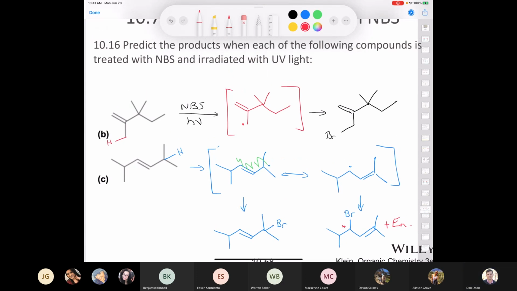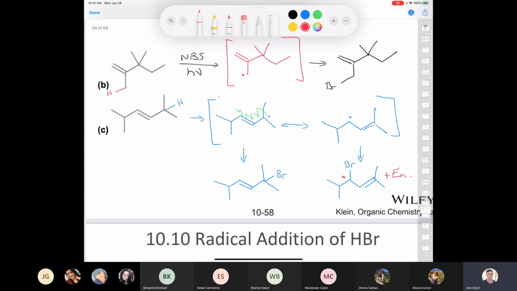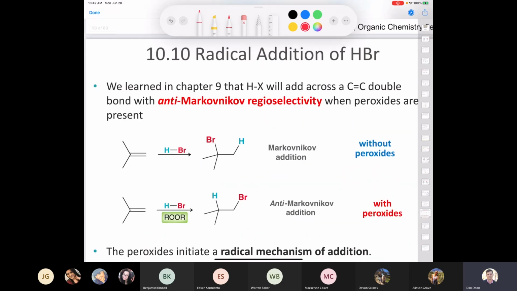All right. Well, the last thing I want to talk to you about today is the radical addition of HBr across a double bond, right? We talked about this at length in the alkenes chapter, and we said, okay, if you add HBr across a double bond, it proceeds with Markovnikov regioselectivity, right? Because you do the protonation, you end up with the most stable carbocation, right? The rich get richer, then the bromide comes in as a nucleophile, you do the nucleophilic attack, and you end up with that compound. Okay, great.